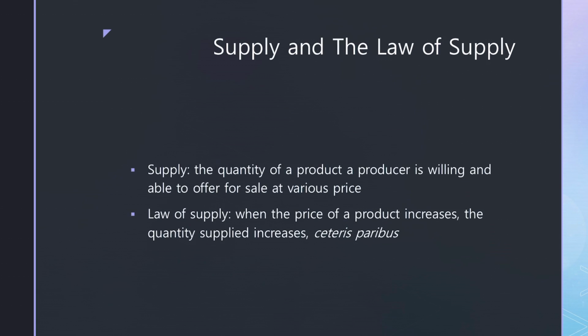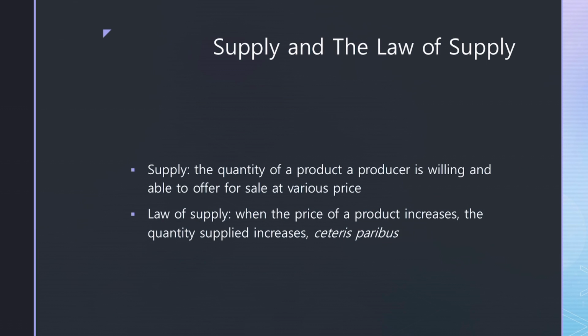And now we have the law of supply. So supply is the quantity of a product a producer is willing and able to offer for sale at various prices. And the law of supply is that when the price of a product increases, the quantity supplied increases, or vice versa. So when the price of a product decreases, the quantity supplied will decrease too.